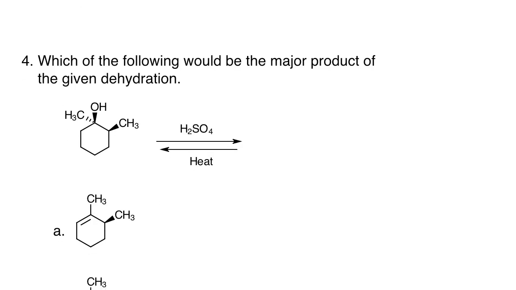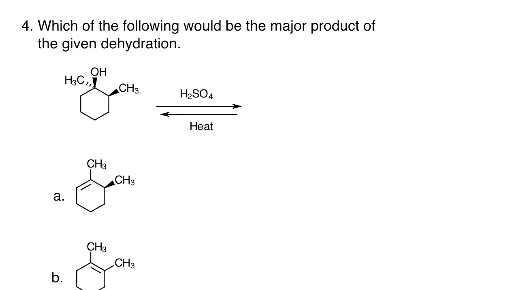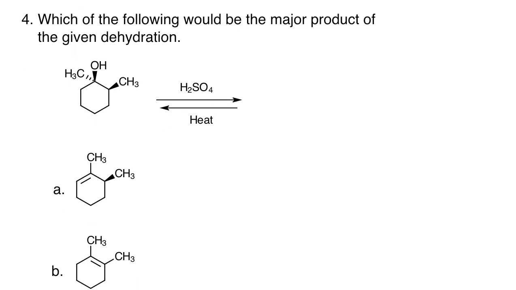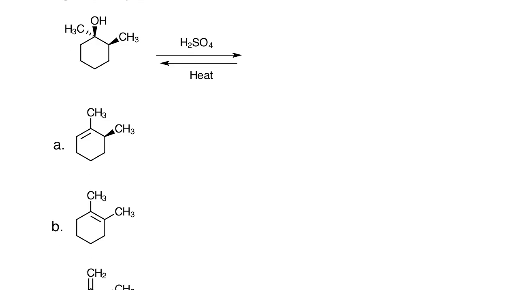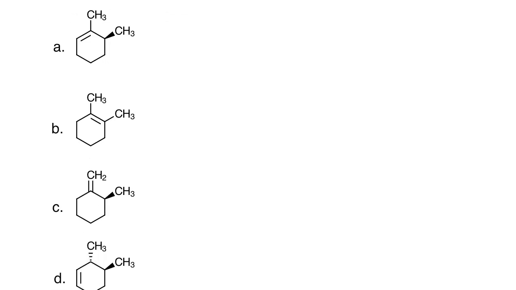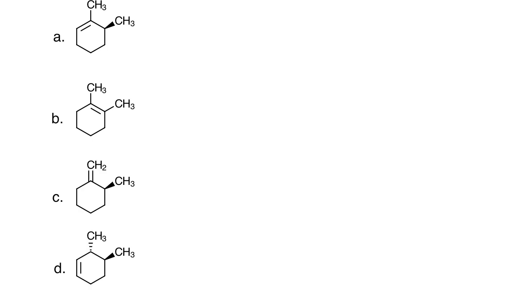And then number 4, which of the following would be the major product of the given dehydration? So we're going to do an acid-catalyzed dehydration. You have a tertiary alcohol in this case, and you could have one of several products. So this is really a major versus minor type of question when we're looking at the products based on Zaitsev's rule. Here are the 4 options. You would need to pick out and hopefully be able to justify to yourself which one would be the major product and why, and we'll take a look at that.